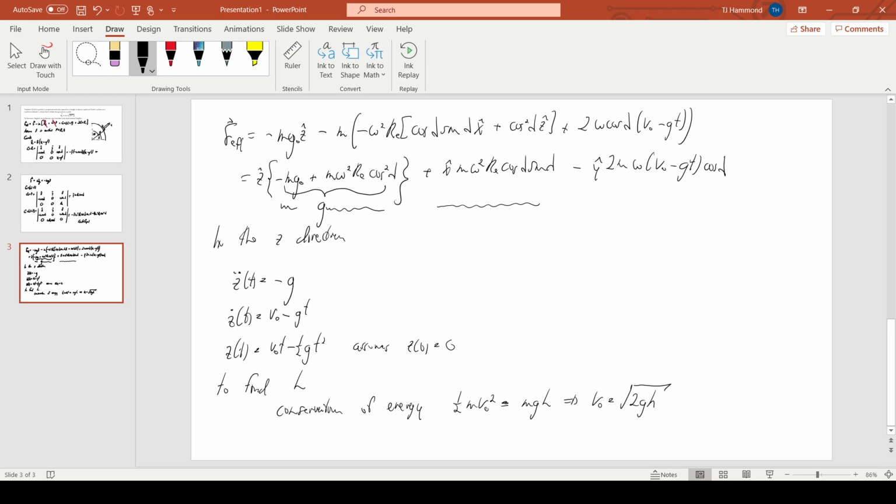Conversely, you can say from the equations, so from Newton's equations, we can say that z dot of t equals 0 when we're at height h.